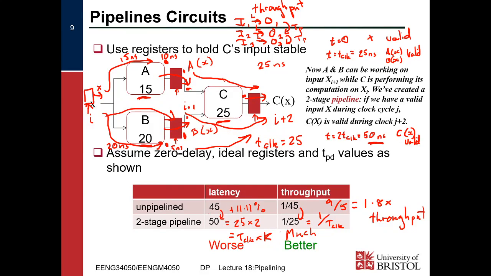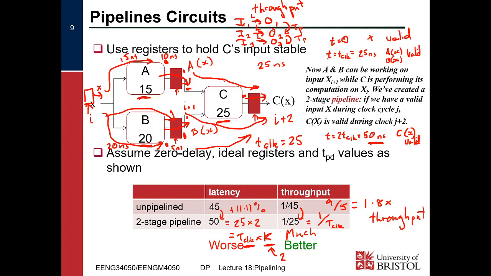Question from Varun. Scott, by observation, can latency be defined by T clock times the number of pipeline registers in the critical path? Exactly, Varun. You've just stated something which is on a later slide. So yes, you are correct. That's why I said T clock times K, where K is 2 in this case, because it's a two-stage pipeline. The number of stages is defined by the number of registers in the critical path, which is the same as the number of registers in any path due to a specific convention. Okay? Does that answer your question, Ziran?